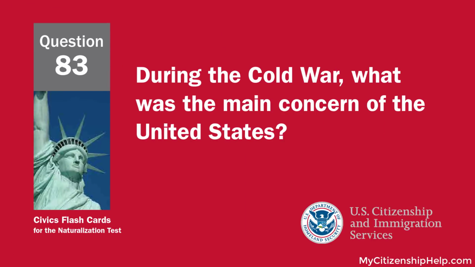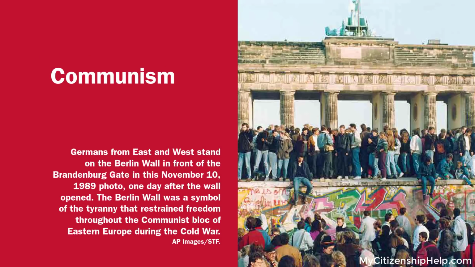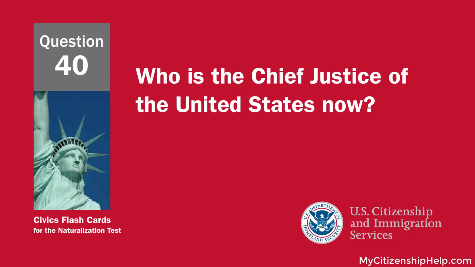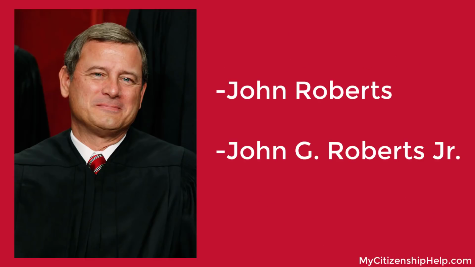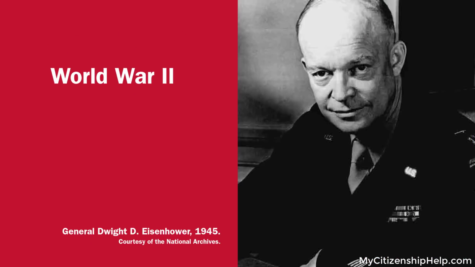During the Cold War, what was the main concern of the United States? Communism. Who is the Chief Justice of the United States now? John Roberts. John G. Roberts, Jr. Before he was president, Eisenhower was a general. What war was he in? World War II.